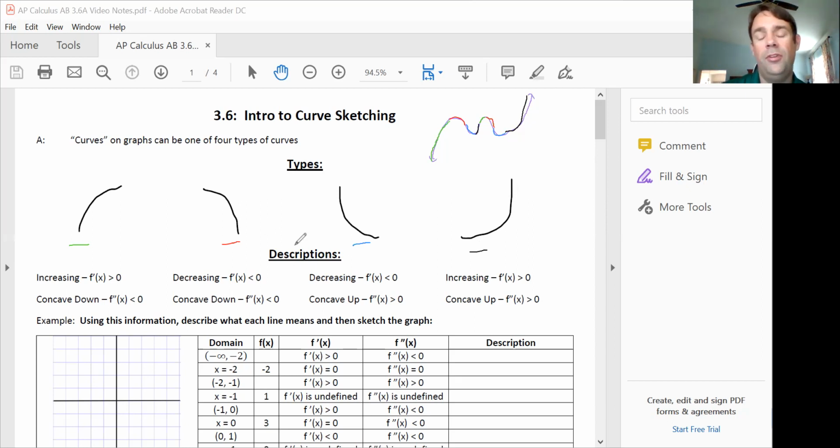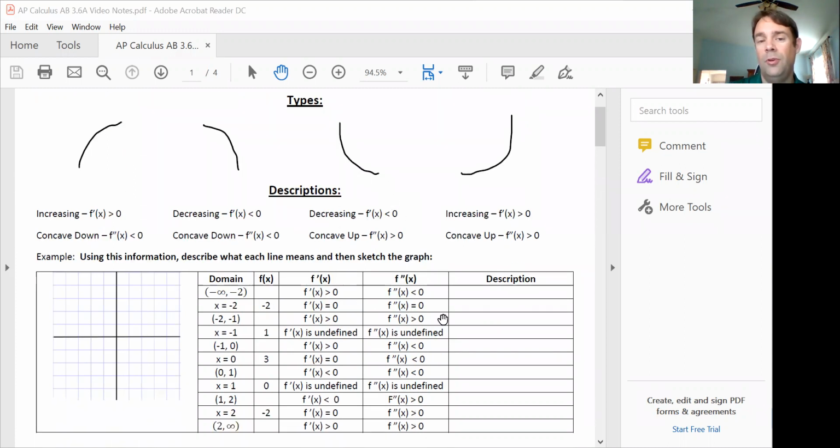Every graph that's curved, so not straight lines, is going to be a combination of one of these 4 little curves. So what we're going to look at today is we're going to try to figure out how we can use these to interpret what the graph looks like, and then use it to sketch whatever that graph is.